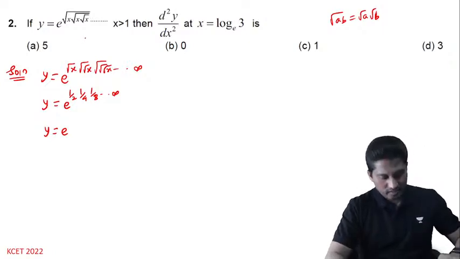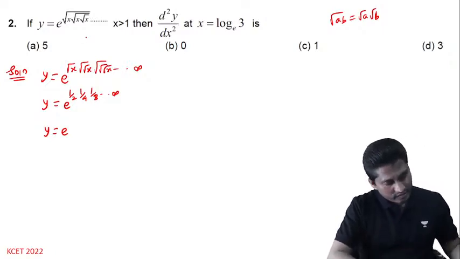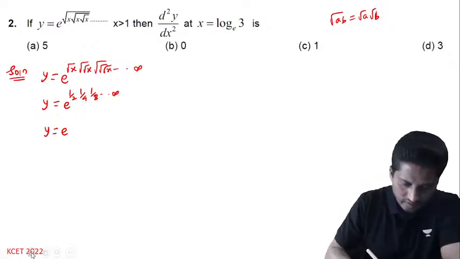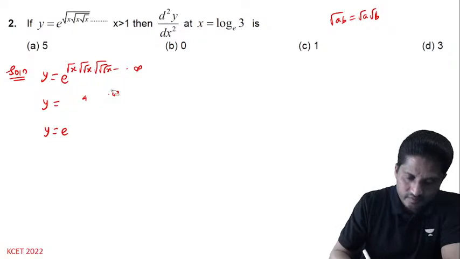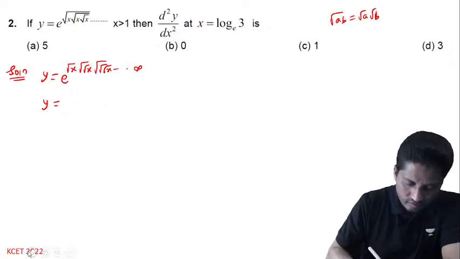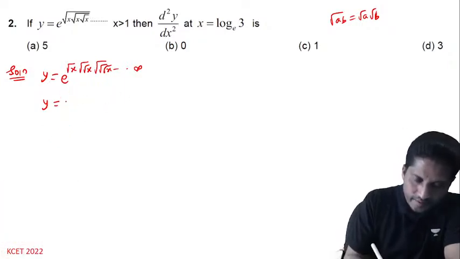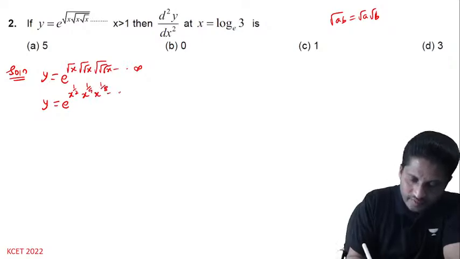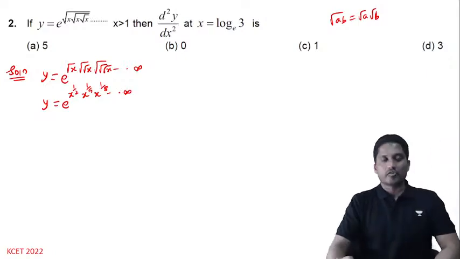Just a sec, I'll just check the question once whether the question is right. Power half, that's right guys, question is correct. Yes. Now this is equal to e to the power of x to the power of half, x to the power of 1 by 4, x to the power of 1 by 8, and so on up to infinity. Yes, there's no error in the question.